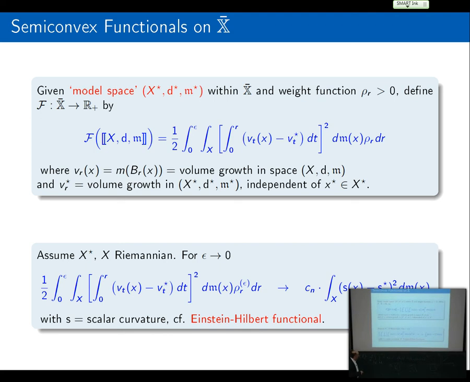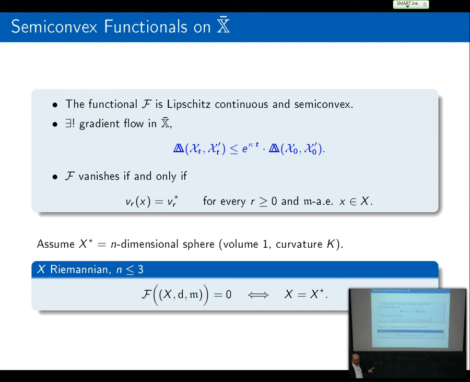But it's not Ricci flow that we study. I want to avoid any misunderstanding. Okay, what is this functional now? Going back to the functional from before, in some sense what I already said: it achieves its minimizer if and only if the space in which we are has exactly the same volume growth as the model space. For dimension up to 3, we know this happens, and if the model space is a round sphere, then it happens if and only if the given space is a round sphere. So this gives a unique characterization of model spaces.